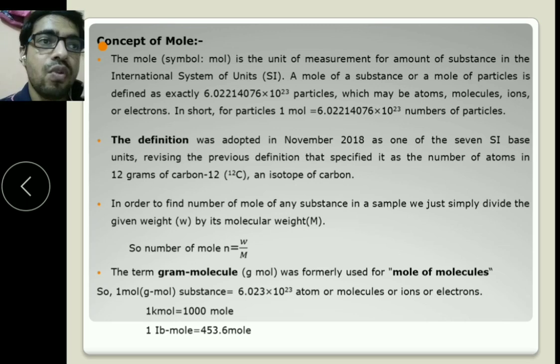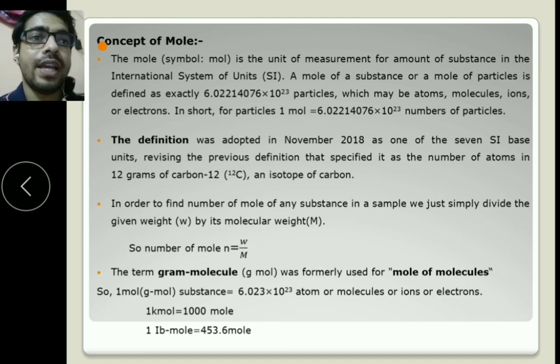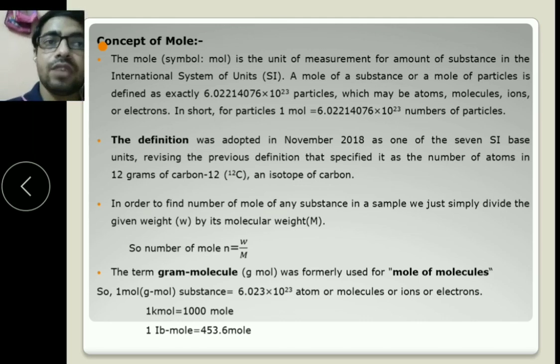A mole of substance, or a mole of particles, is defined as exactly 6.02214076 times 10 to the 23 particles. The exact figure is this, but in short we take it as 6.023 times 10 to the 23 particles. A mole can be of atoms, molecules, ions, or electrons. In short, 1 mole equals 6.023 times 10 to the 23 particles.